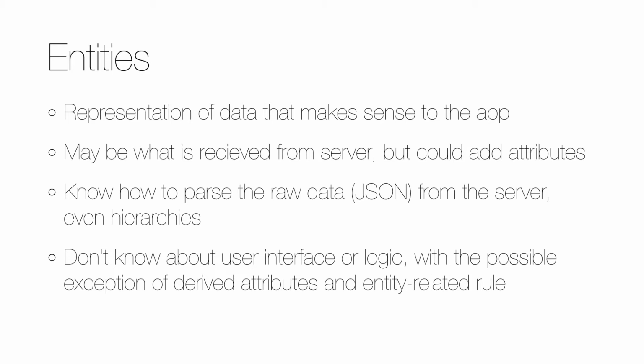The entities also know how to parse the raw data, which could be the JSON from the server, to populate its attributes. And that also includes any related entities. For example, an order entity will probably use order row entities to parse the data. The entities will probably not implement much logic, with the exception of derived attributes and any entity-related rules, and should not know anything about either the user interface or what the operations know.